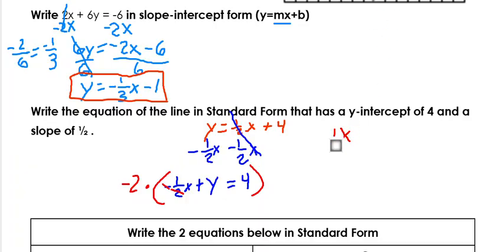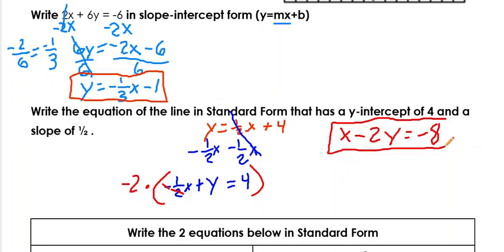Usually in math, they don't write that 1, so usually they would just write x, but it really is 1x, right? Negative 2 times y would be a negative 2y. And then negative 2 times 4 would be a negative 8. And now our equation is in standard form. Now we are good. There's my standard form equation.